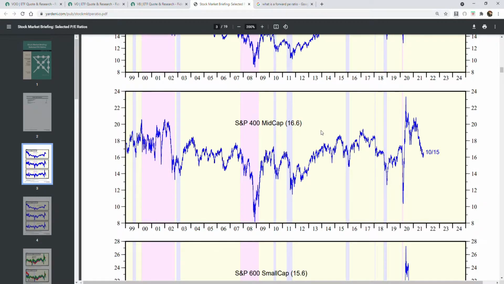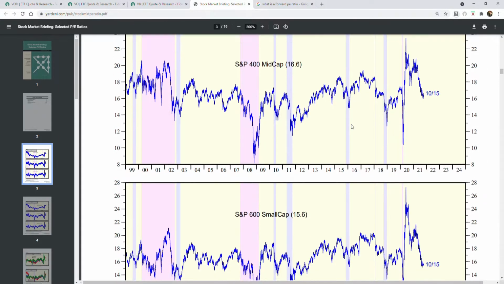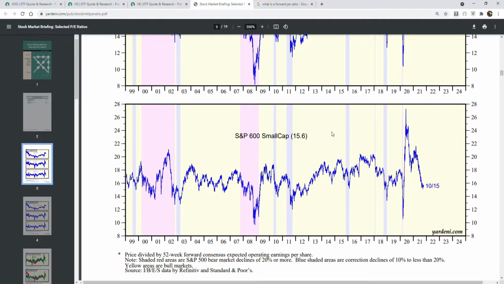But what about the small caps? Let's go ahead and look at that. Looking at the small caps, they are as low as 15.6. And you can see that the average here, I'd say, is probably about a 17 or so. And right now it's trading at 15.6. And look at that downwards trend over the last year and a half or so.